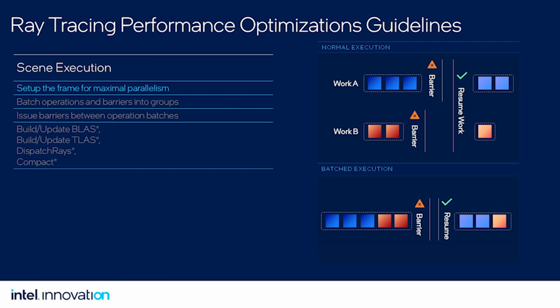And finally, we have the compact operation. This is where we clean up and streamline the acceleration structures by removing unused space and redundant data. Like other operations, it benefits from being part of the batch execution process to minimize idle times between tasks.